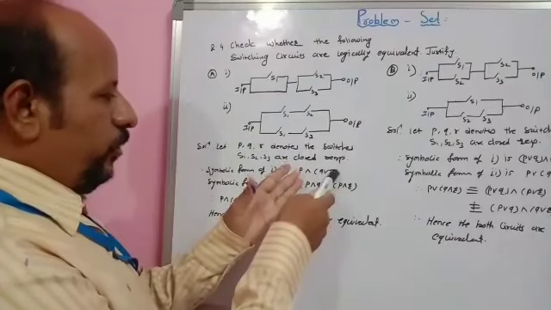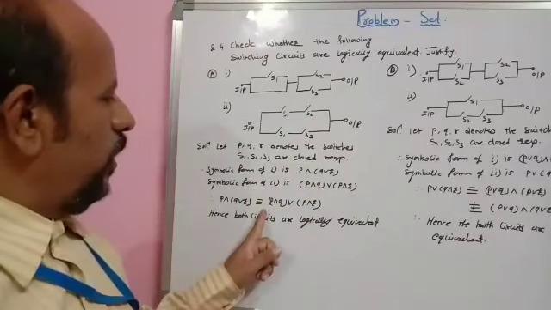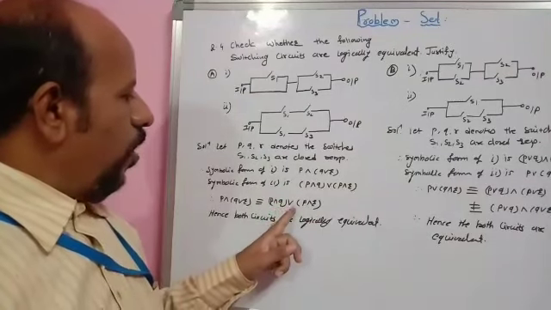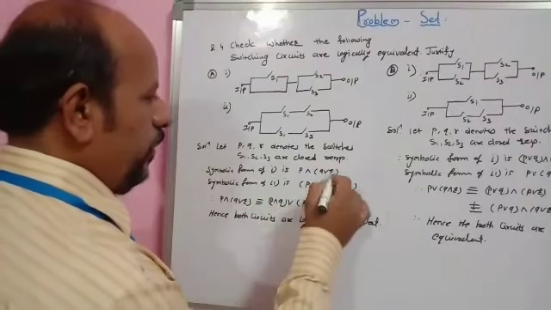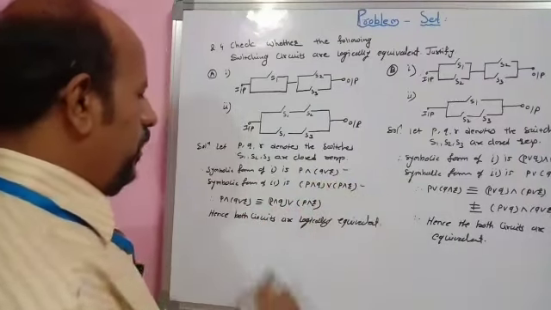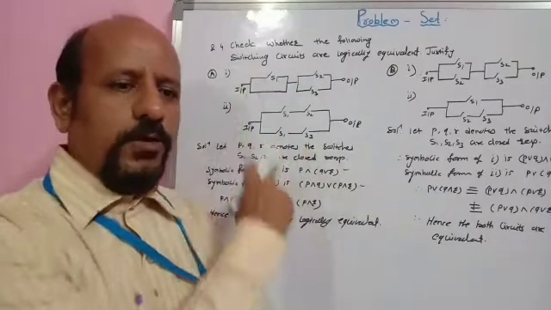We use the distributive law here. P and Q or R is logically equivalent to P and Q or P and R. Therefore, LHS equals RHS. Therefore, the given circuits are logically equivalent.